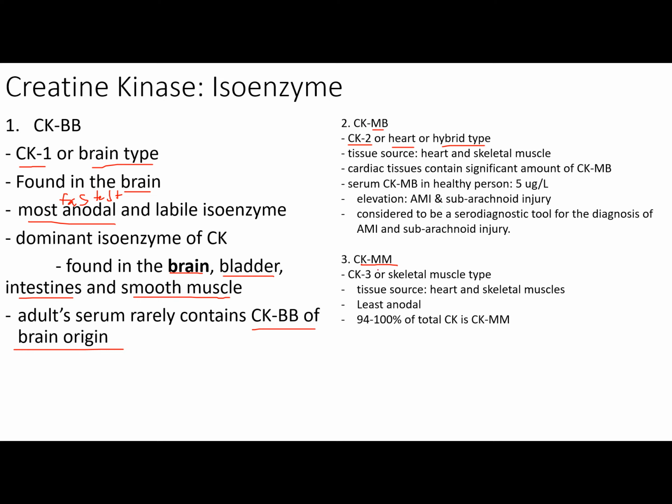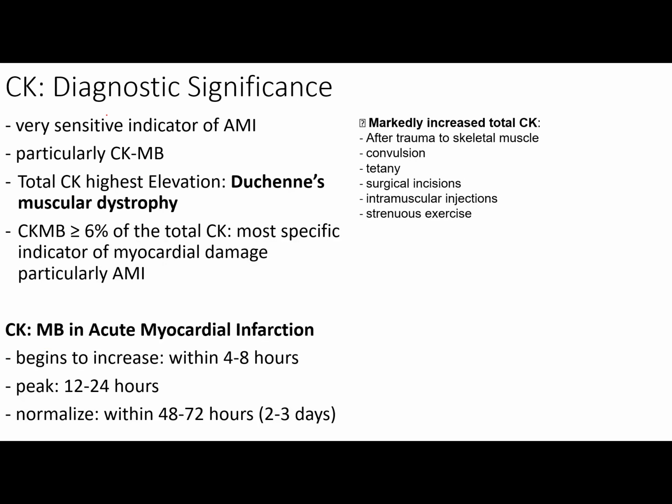Then we have your CKMM. CKMM is known as your CK3 or skeletal muscle type. Tissue source is the heart and the skeletal muscle. Least anodal, class. So siya yung slowest. 94 to 100% of total CK is CKMM. So ganun siya kadami, class. Mostly ang ano mo is CKMM. Then take note, class, ang CKMB dito ang isa sa mga pinaka-important, usually seen in acute myocardial infarction and subarachnoid injury.